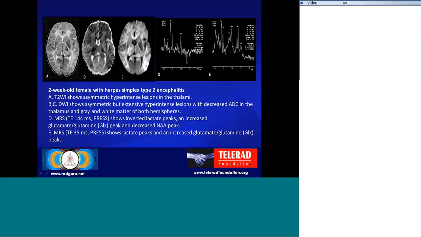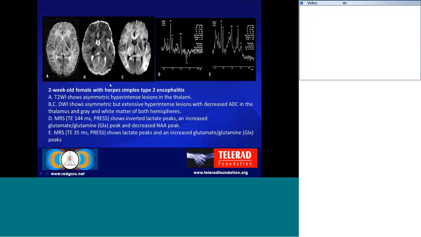We see that there is asymmetrical hyperintensity in the thalamus, and also in the parieto-occipital lobes. There's also involvement which we can't identify on the FLAIR images, but we see the abnormality in the diffusion weighted images. There's also diffuse cortical involvement in the occipital and parieto-occipital lobes. Frontal lobes are also involved, and ADC maps demonstrate corresponding hypointensity.